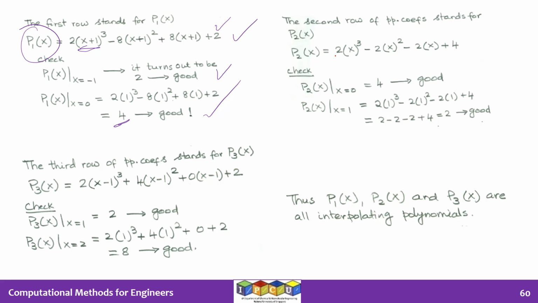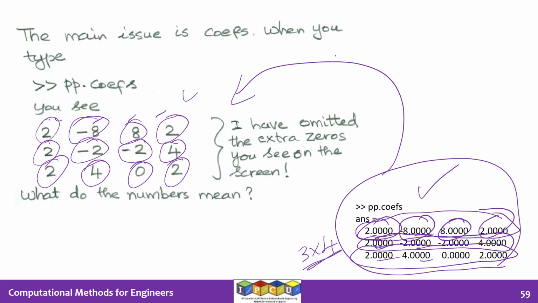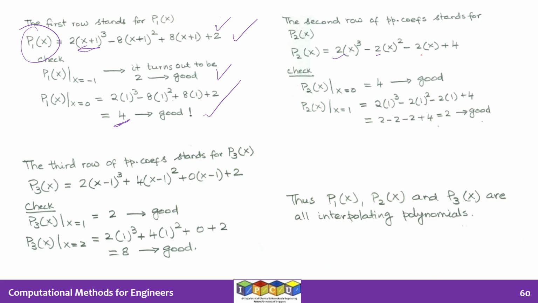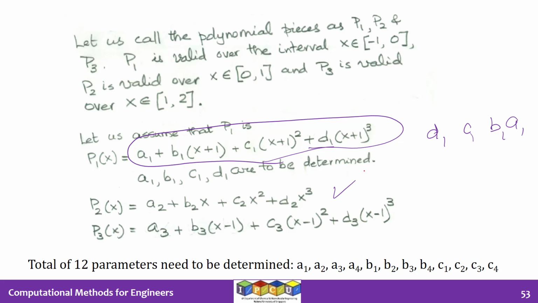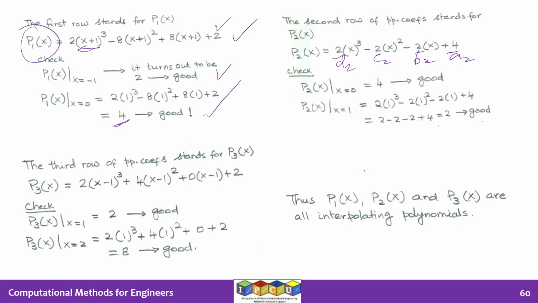The second row gives us the coefficients for the second polynomial piece, P2. So the numbers read 2, -2, -2, 4. So this is D2, this is C2, this is B2, and this is A2. So it is in the reverse order of how we represented it, so just be aware of it. And you can check the values of P2 at x equal to 0 and at x equal to 1. It matches with the tabulated data. So P2 is an interpolating polynomial for the domain x equal to 0 to x equal to 1, as was P1 for the domain x equal to -1 to x equal to 0.